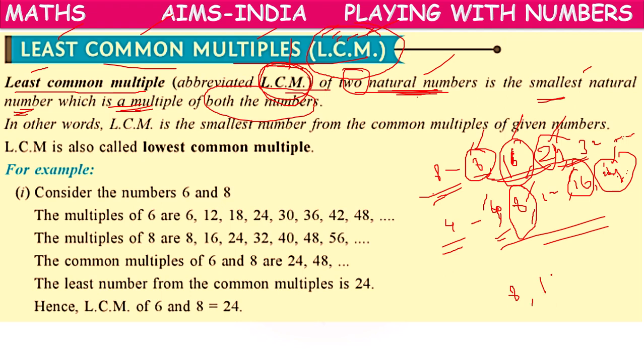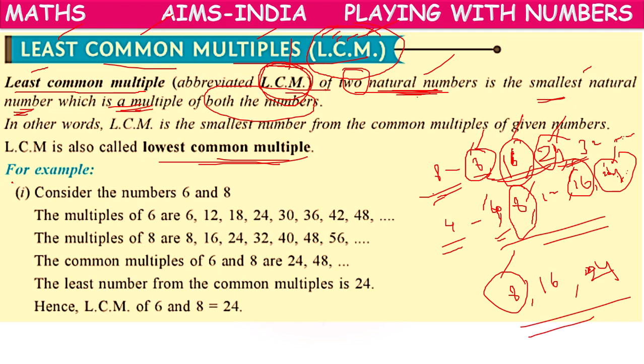Out of these common multiples 8, 16, 24, which one is smallest? 8 is the smallest. So here 8 is called the lowest common multiple. Means, if you want to find the LCM, the lowest common multiple, first we have to write all the multiples of the given numbers. Not all the multiples, some, up to 5 multiples, 10 multiples, like that we have to write. After that, what are common, that we have to make separate. Then out of those common multiples, what is the least? That will be the answer.